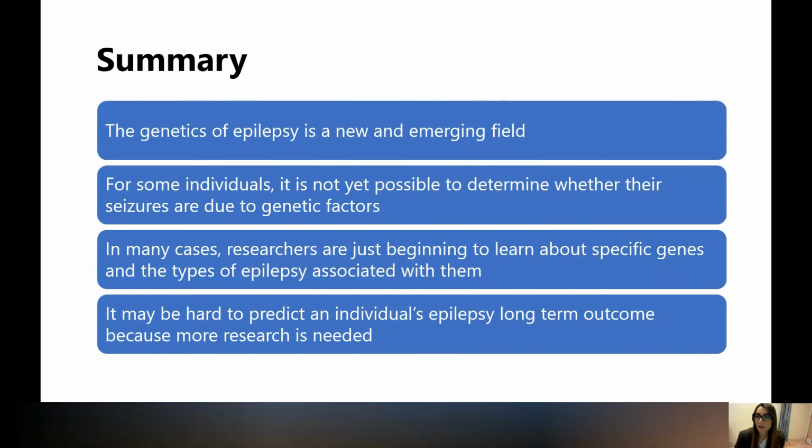So in summary, genetics in epilepsy is a new and emerging field. For some individuals, it's not yet possible to determine whether their seizures are due to genetic factors, but that has been changing over time, and more genes are being discovered every day. In many cases, the researchers are just beginning to learn about specific genes and the types of epilepsies associated with them. So it may be hard to predict an individual's long-term epilepsy outcome because we don't have a lot of studies, so more research is necessary. But the good news is that a lot has been done in that field.